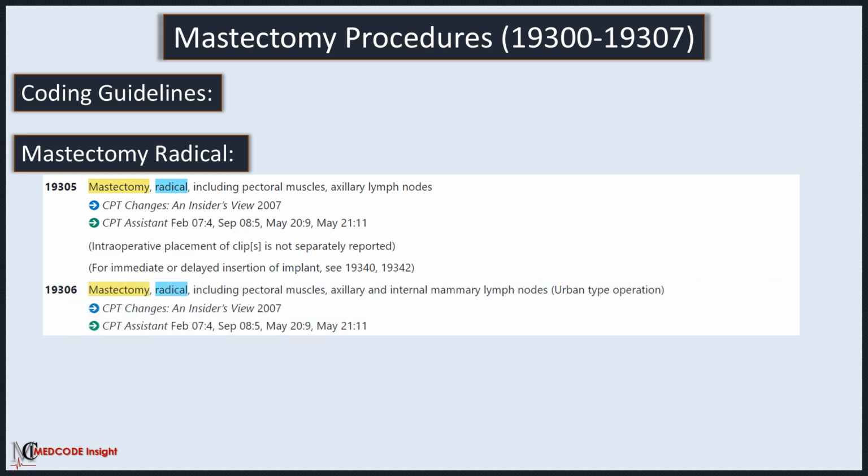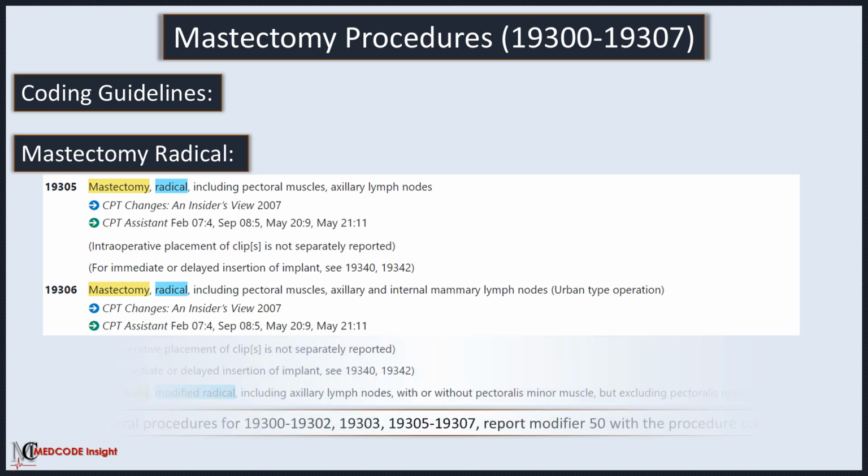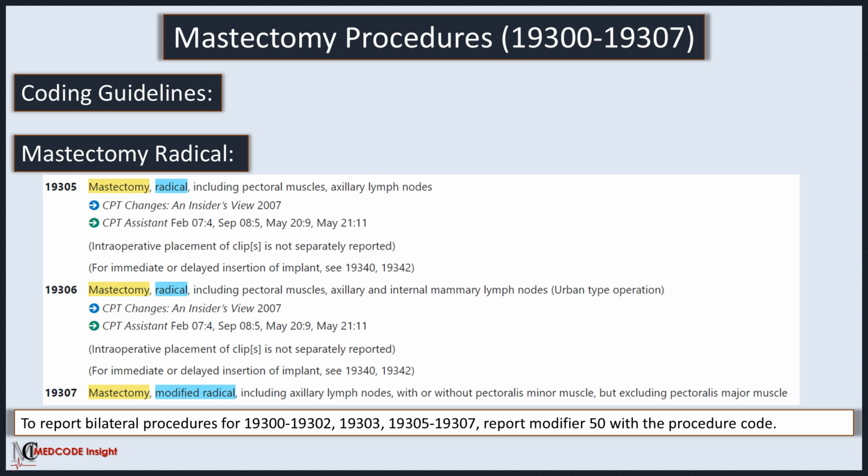Code 19306 involves removal of the entire breast, including pectoral muscles, axillary, and internal mammary lymph nodes. It is also called the Urban type operation. Code 19307 involves the removal of the entire breast, including axillary lymph nodes, with or without pectoralis minor muscle, but excluding pectoralis major muscle. To report a bilateral procedure for the given codes, report modifier 50 with the procedure code.